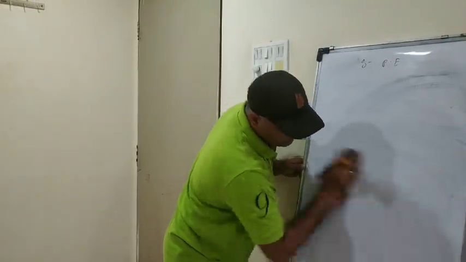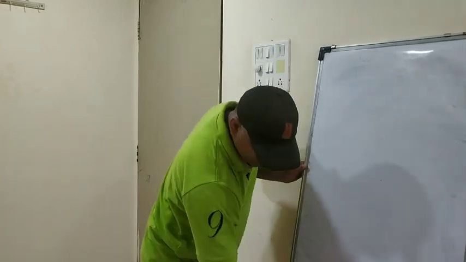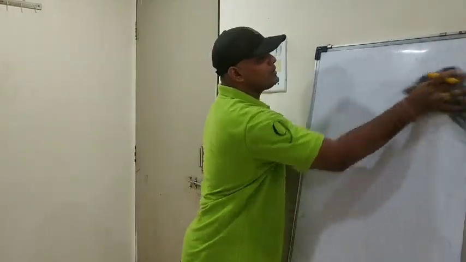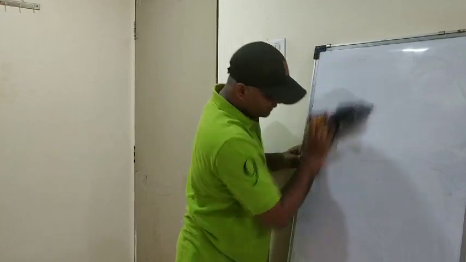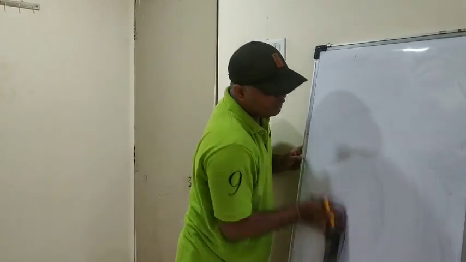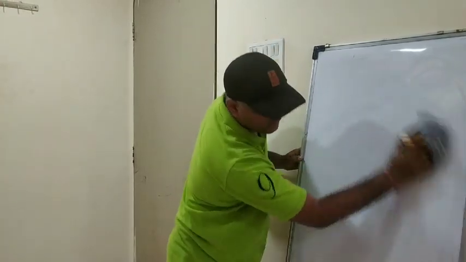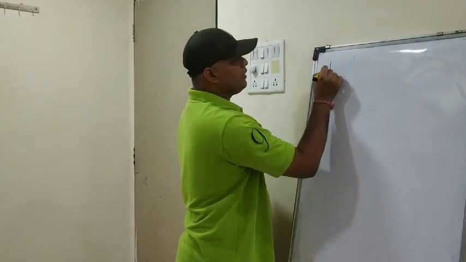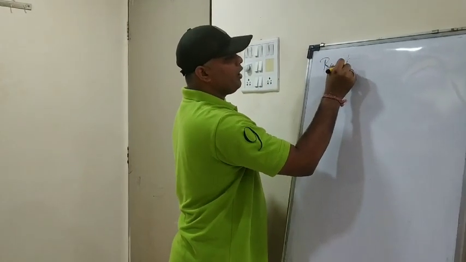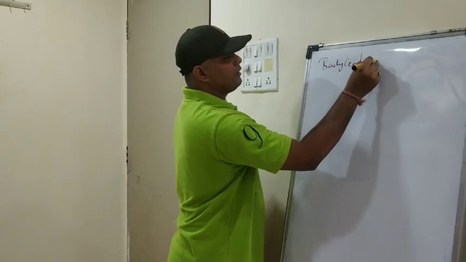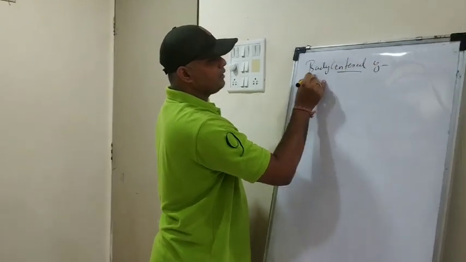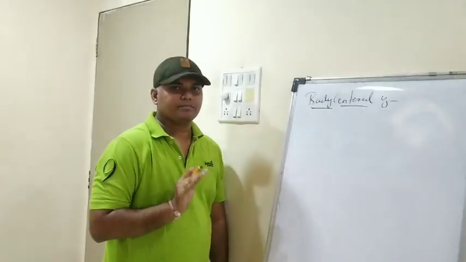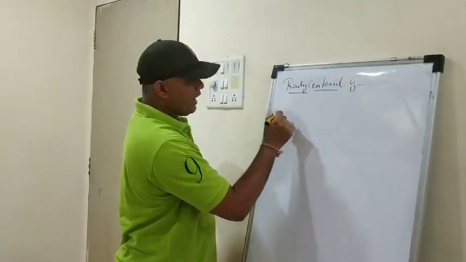For the body centered, what is the total number of particles present? You all know how many particles: 2 particles are present. So let's do the calculation for body centered, we have 2 particles.